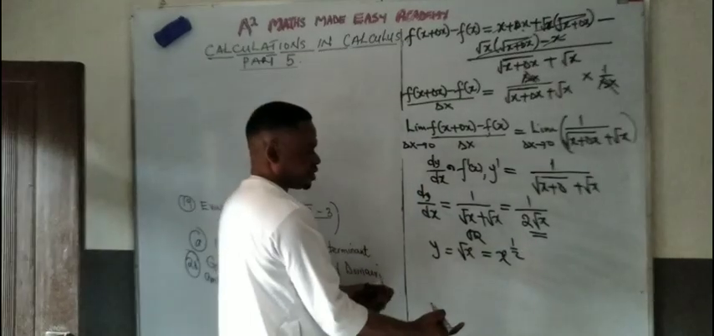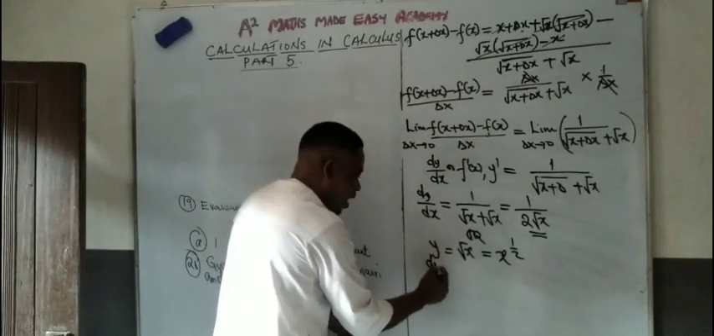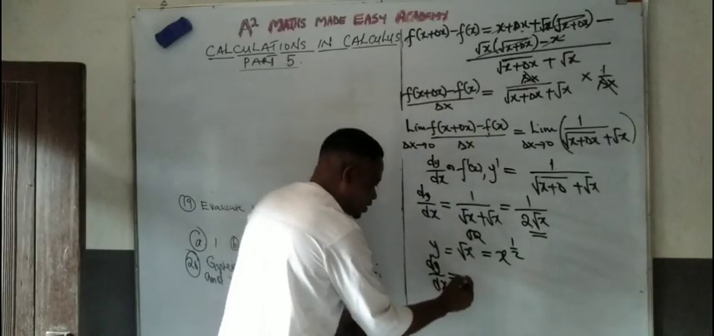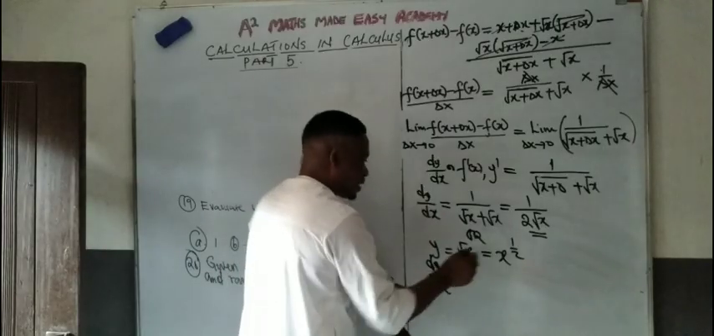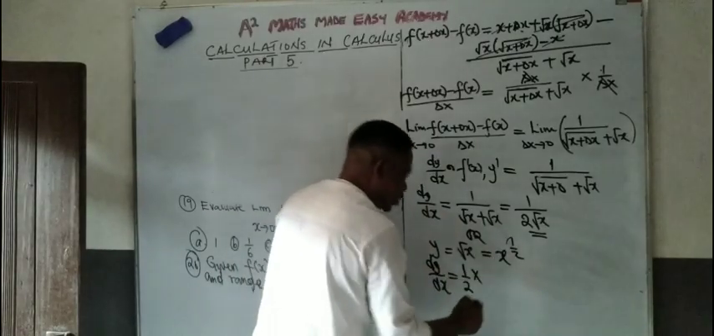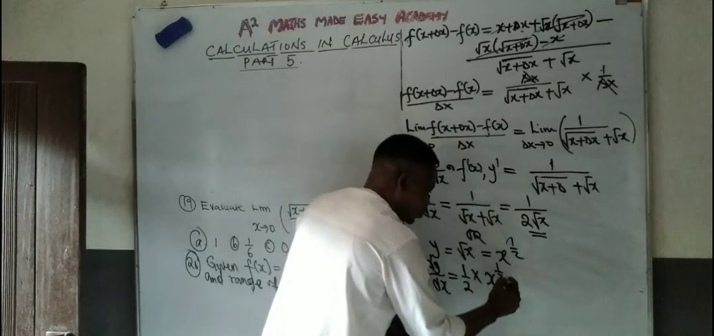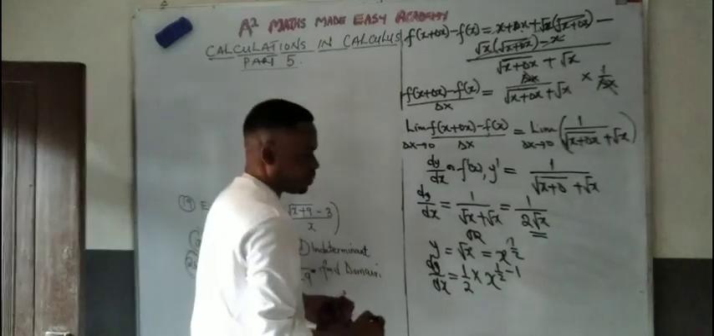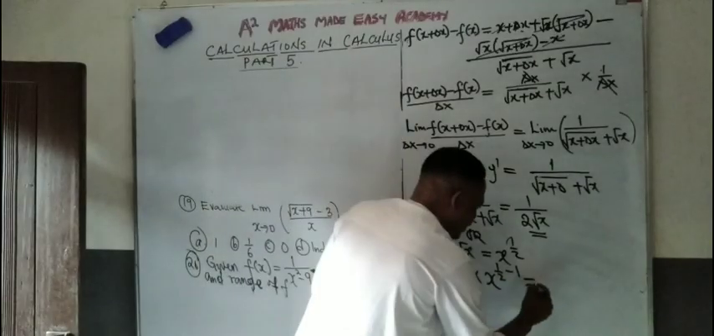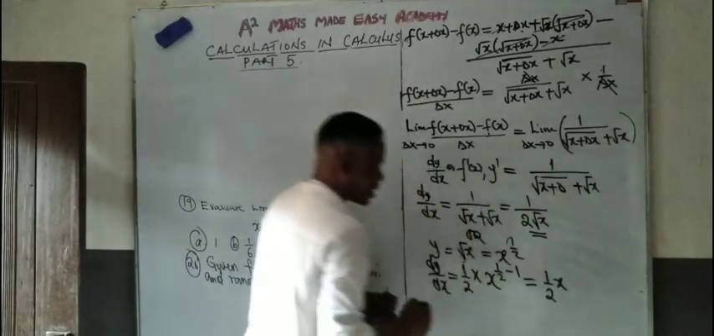So can we differentiate? What am I actually differentiating? y against x. I will now have dy all over dx. Are you there? Then what is the next step? Consider the power. What is the power? 1 over 2. Then you multiply and repeat the question. What's the question? x raised to power 1 over 2, and introduce minus 1 to the power. Can we simplify this now? 1 over 2 times x will give us 1 over 2x. Are you with me?